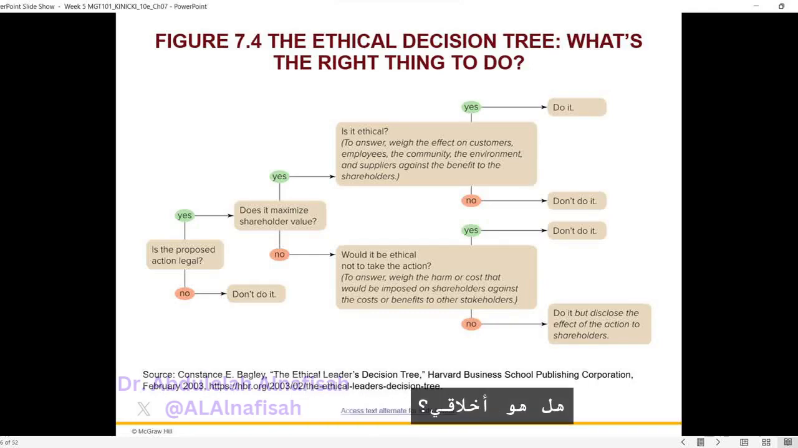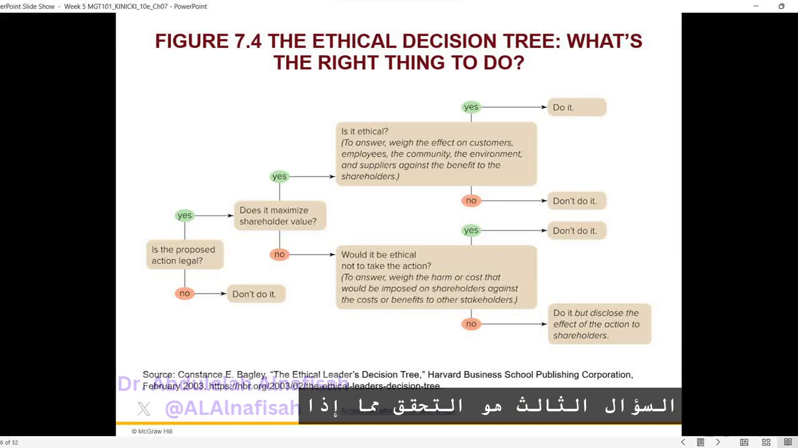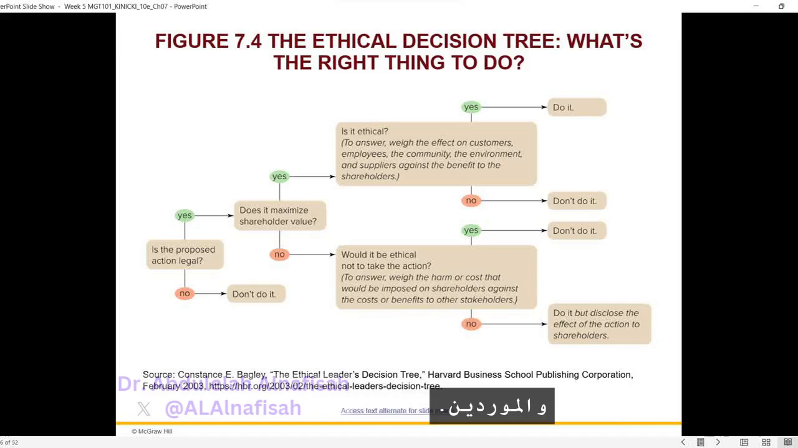Is it ethical? The third question is to check if the action is morally right and fair for all the stakeholders, such as customers, employees, community, environment, and suppliers. If yes, the action can be taken. If no, the action should not be taken.